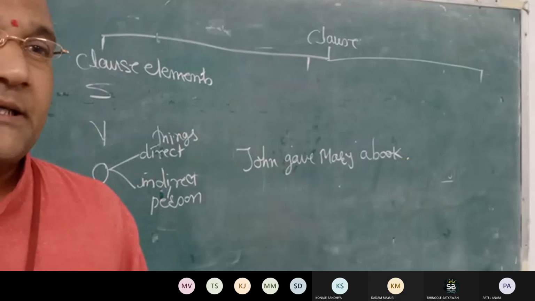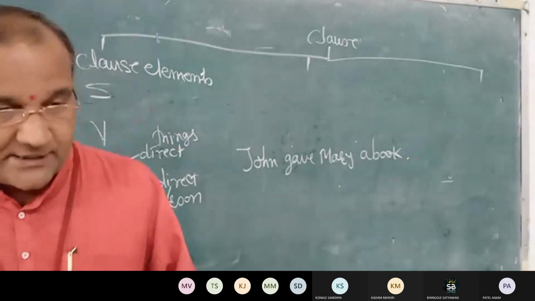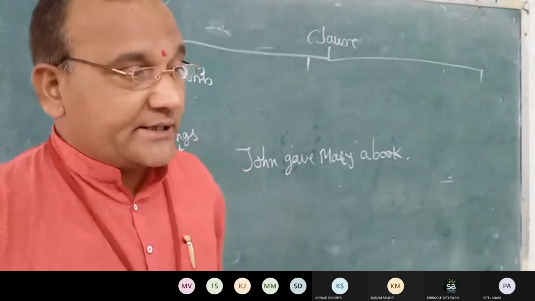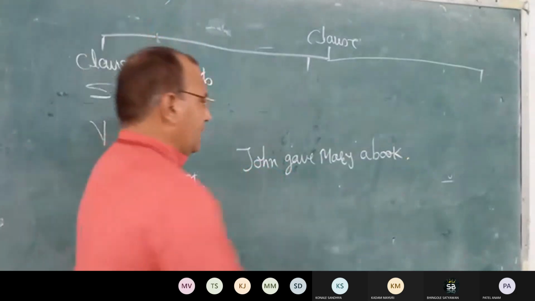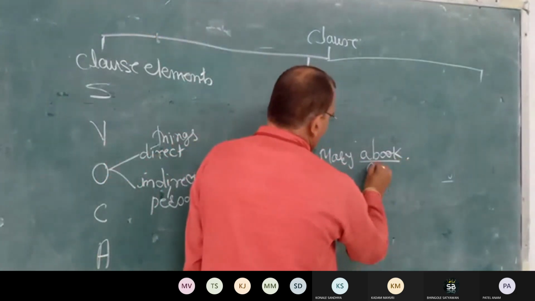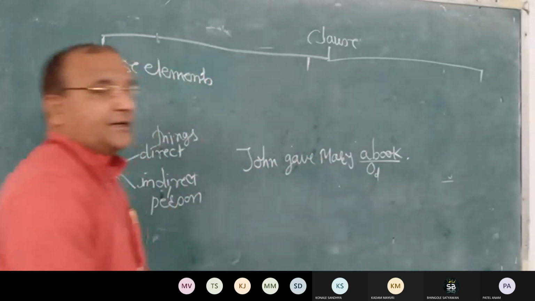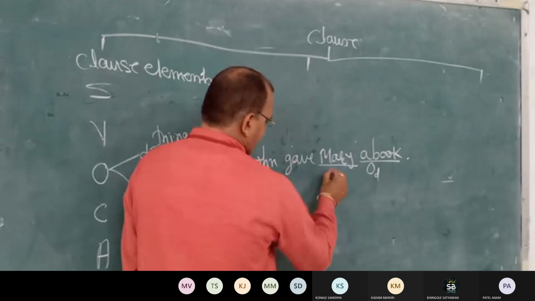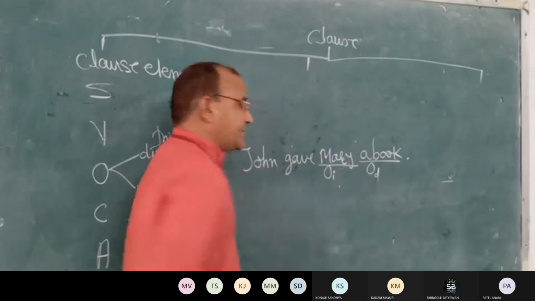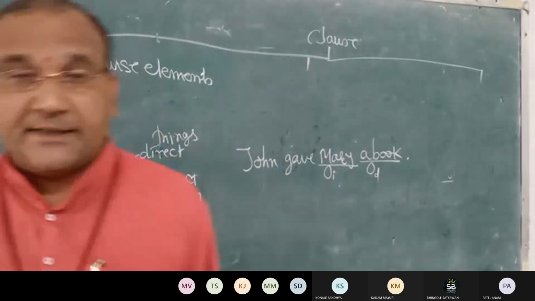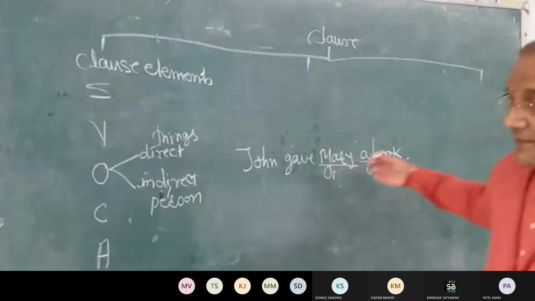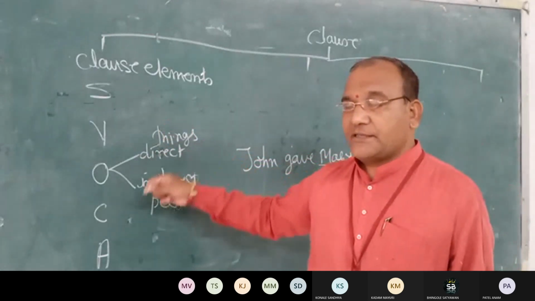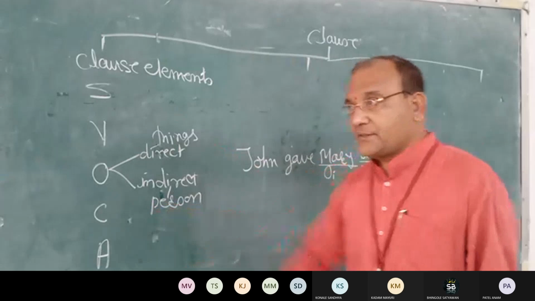Now, to find an object in a sentence, there are two techniques I suggested. Ask the question what and whom to the verb. So what did John give? The what question gives the direct object. Whom did John give? Mary. Mary is a person. Book is a thing. So direct object refers to things, indirect object refers to persons.